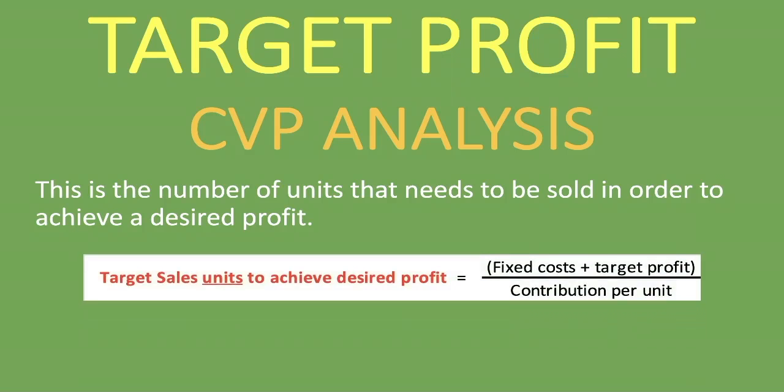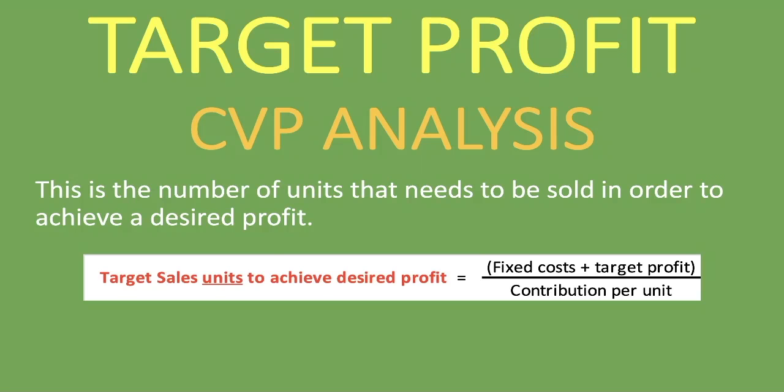The target sales units to achieve desired profit or target profit is taking the fixed cost plus the target profit or desired profit divided by the contribution per unit, and that will give you the sales units that needs to be sold in order to achieve the desired or the target profit. So when we say desired profit or target profit, we're talking about the same thing. So you'll take your fixed cost plus your target profit, that's your numerator, and you divide it by the contribution per unit.